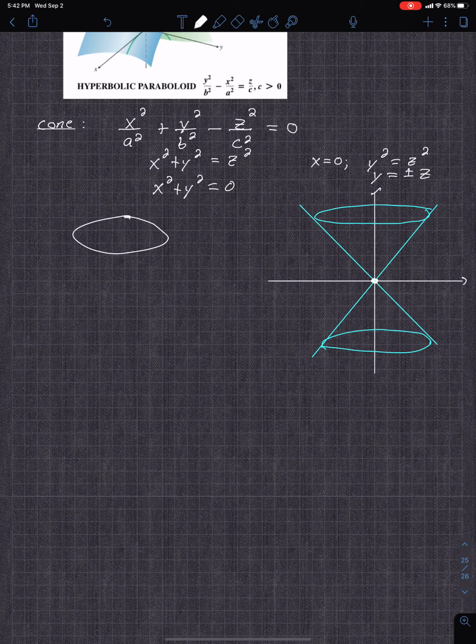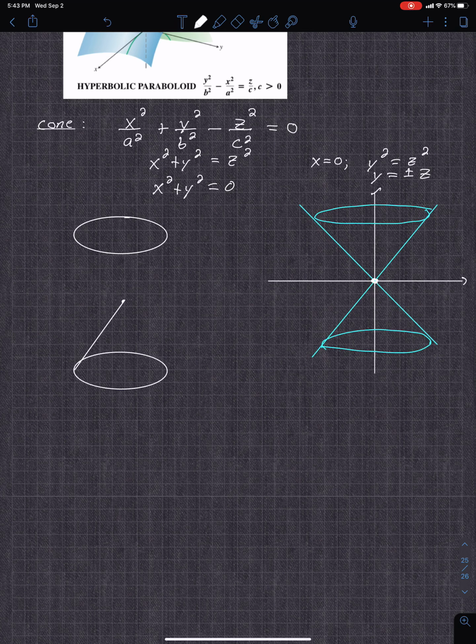Did it again. Okay. So circle and then, oops, like that. And then it just comes to a point in the middle. So the middle of this is here, like this. And so it comes like that.